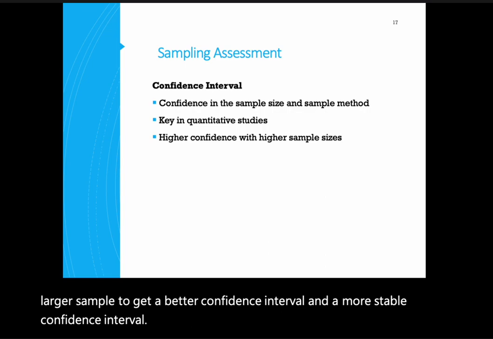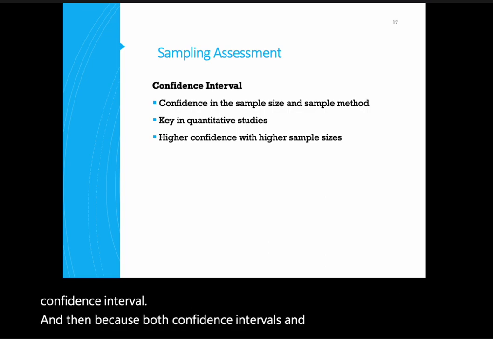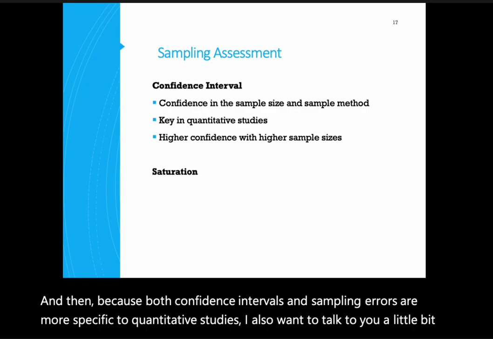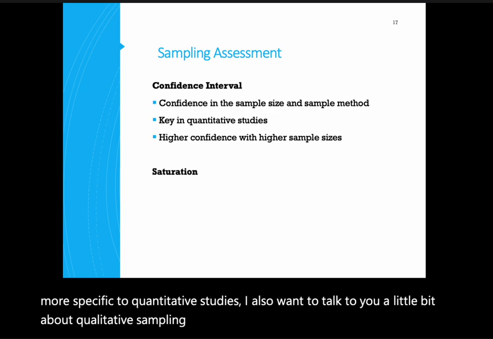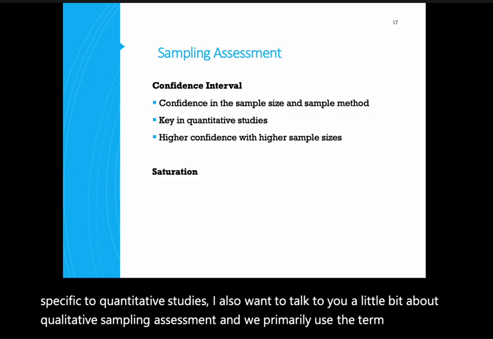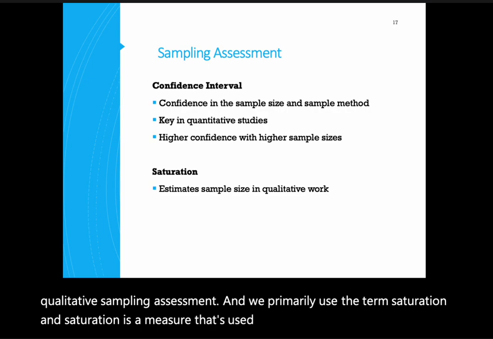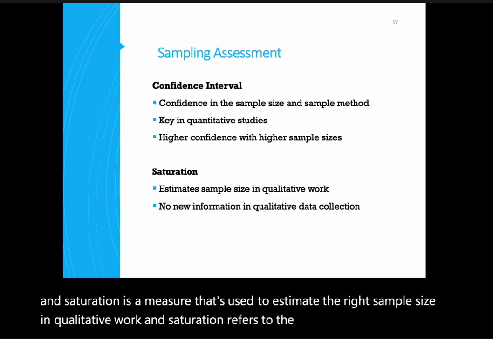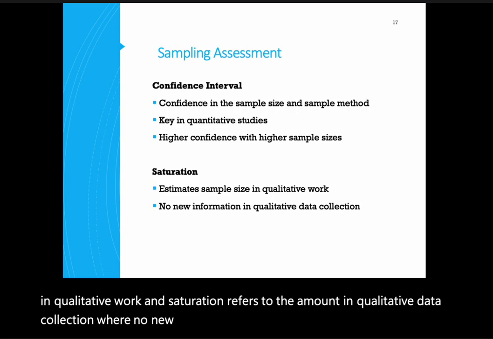And then because both confidence intervals and sampling errors are more specific to quantitative studies, I also want to talk to you a little bit about qualitative sampling assessment. And we primarily use the term saturation. And saturation is a measure that's used to estimate the right sample size in qualitative work. Saturation refers to the point in qualitative data collection where no new information is coming in during data collection.